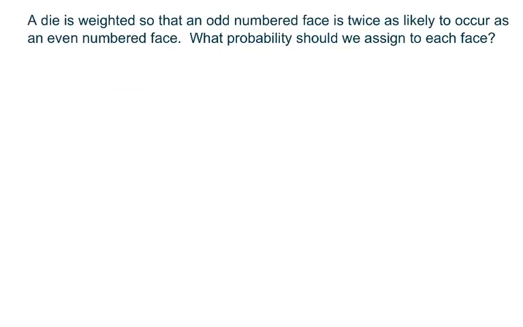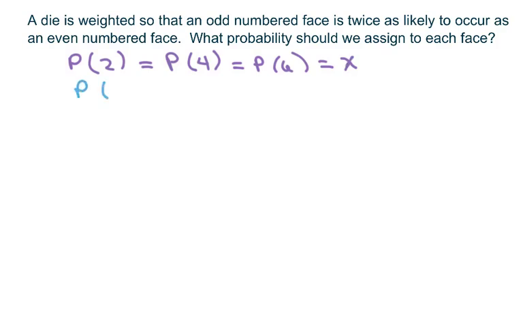Okay, here's one with a die. A die is weighted so that an odd numbered face is twice as likely to occur as an even numbered face. What probability should we assign to each face? So what we're going to do is let the even numbers, the probability of rolling a 2, is the same as the 4, which is the same as a 6. That's going to equal x. So if we get a 2, 4, 6, that equals x. And then for the odd ones, which would be 1, 3, and 5, that would be 2x.